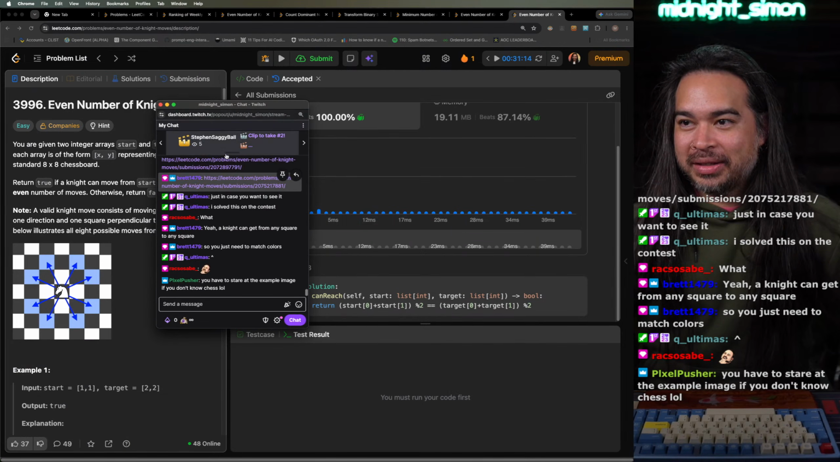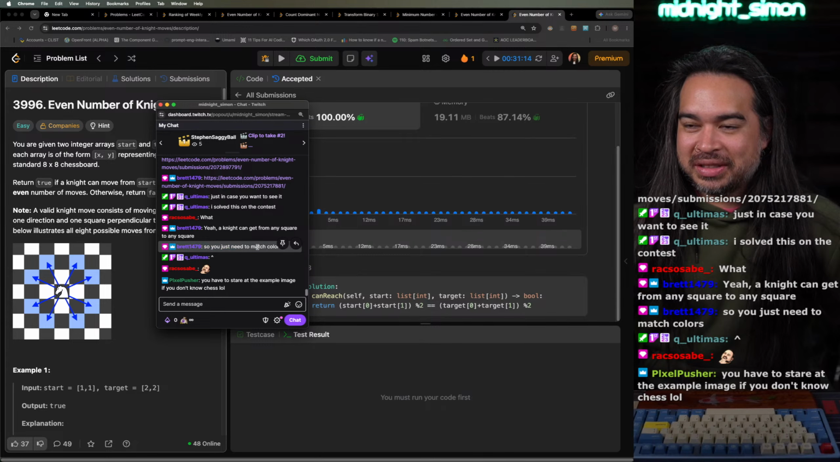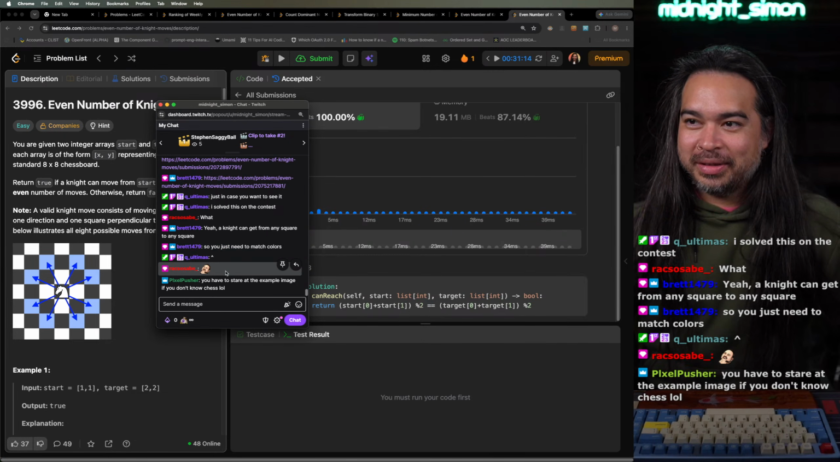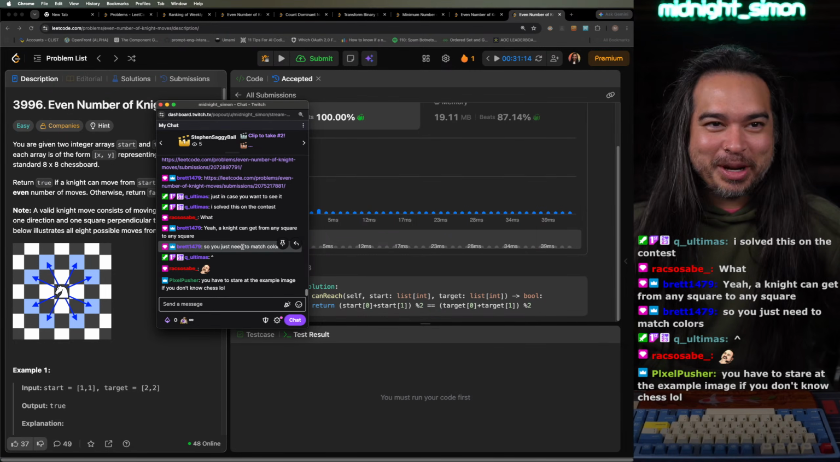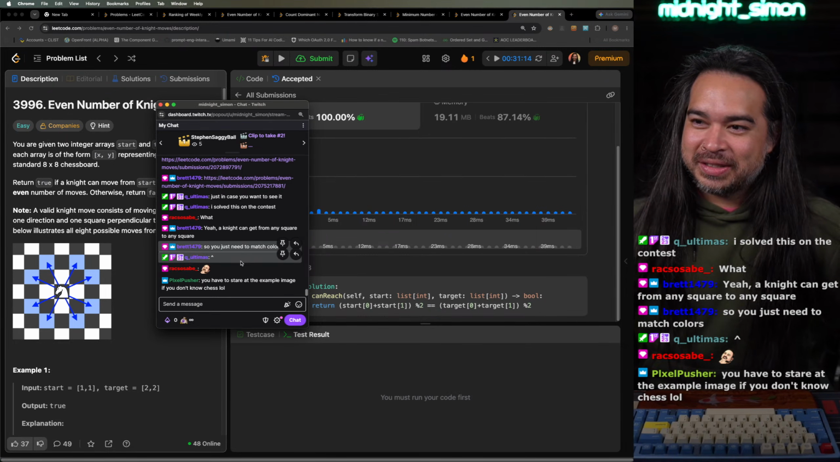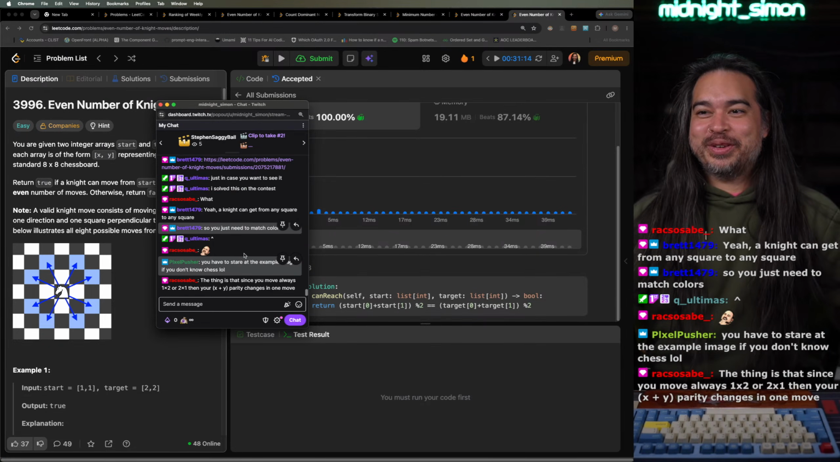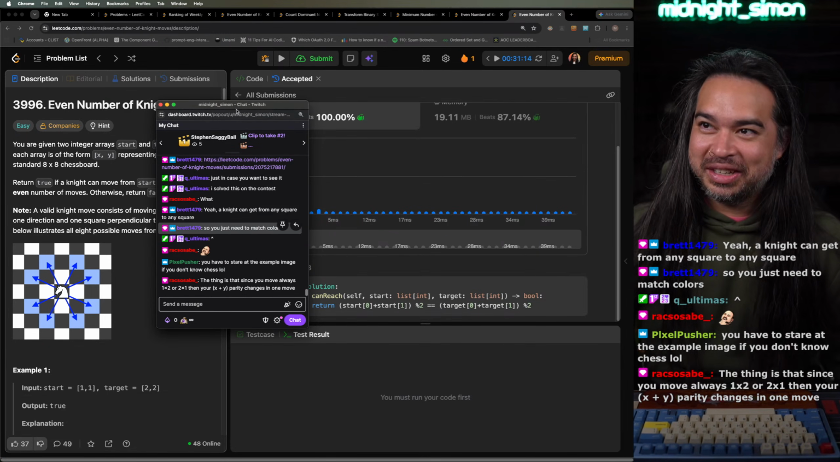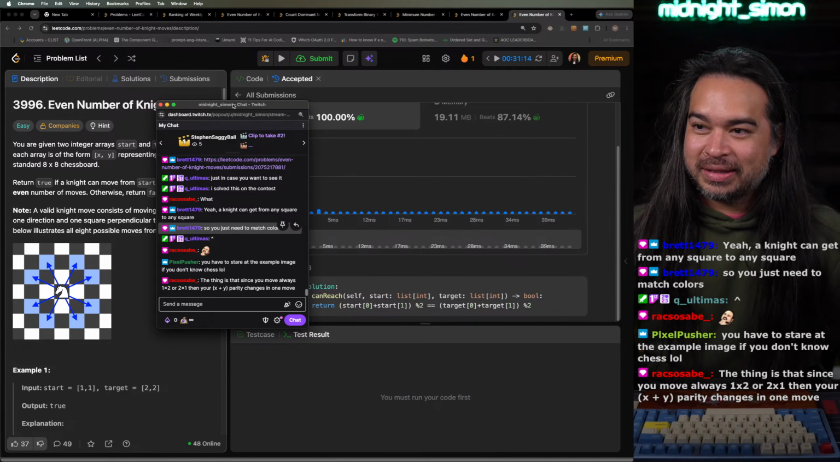A knight can get from any square to any square, so you just need to match colors. Yeah. Wait, what are you laughing at, Raxo? You think this problem is funny? You have to stare at the example image if you don't know chess. The thing is that since you always move 1 by 2 or 2 by 1, your x plus y parity changes in one move.